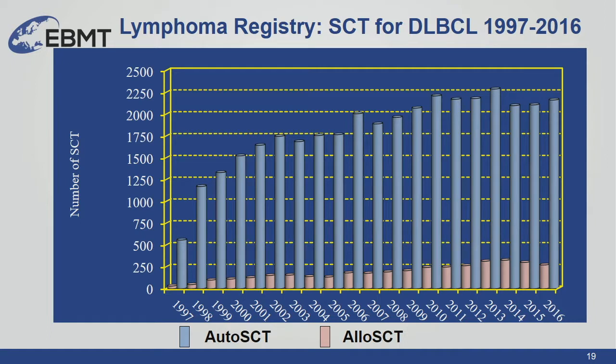And as a consequence of that, we have been performing around 2,000 cases of autologous transplant for diffuse large B-cell lymphoma in the last 20 years. And as you can see, allogeneic transplant is not that much used.